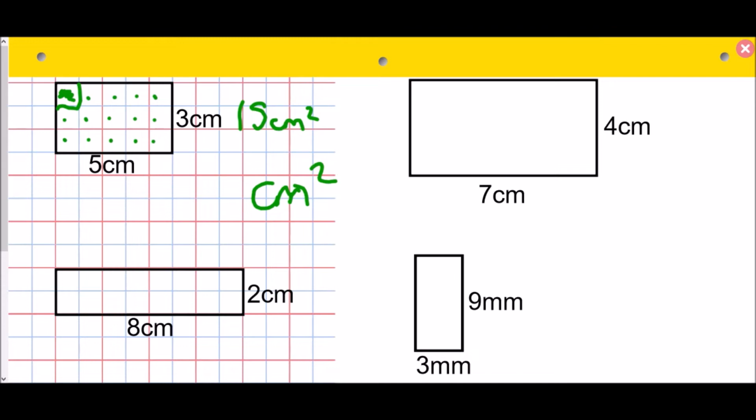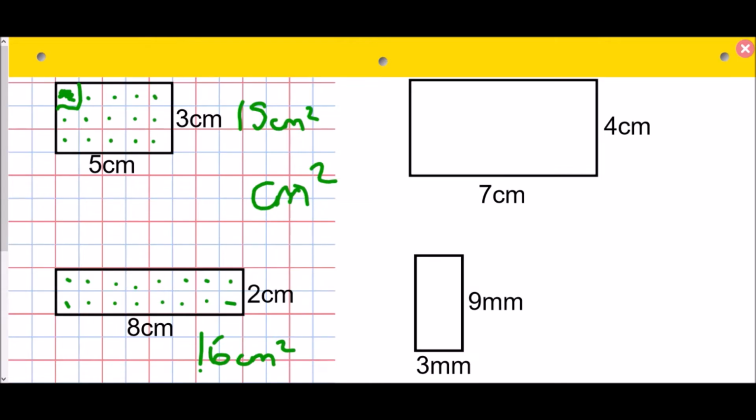If we did the same for the second one, if we count up each of the squares, we've got 8 across and we've got 2 up. So we've got 1, 2, 3, 4, 5, 6, 7, 8, and then 9, 10, 11, 12, 13, 14, 15, 16. We have 16 centimetres squared.